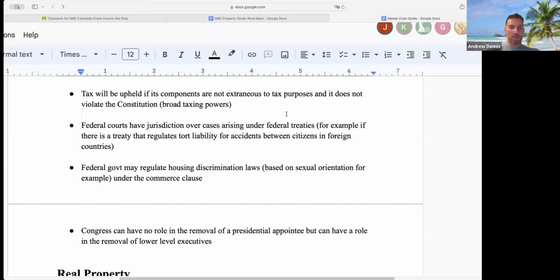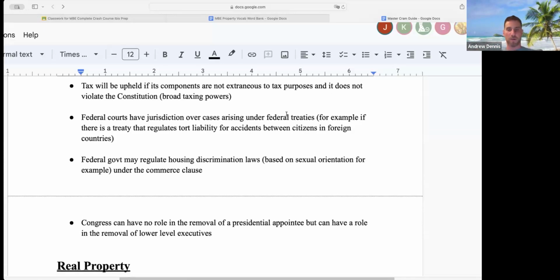The federal government may regulate housing discrimination based on sexual orientation, for example, under the Commerce Clause. But if Congress was regulating and saying they were not allowed to do this on the basis of race, then that would implicate the 13th Amendment. So again, be careful. If it's on the basis of race, it's probably the 13th Amendment. If it's on the basis of sexual orientation, it's probably the Commerce Clause.